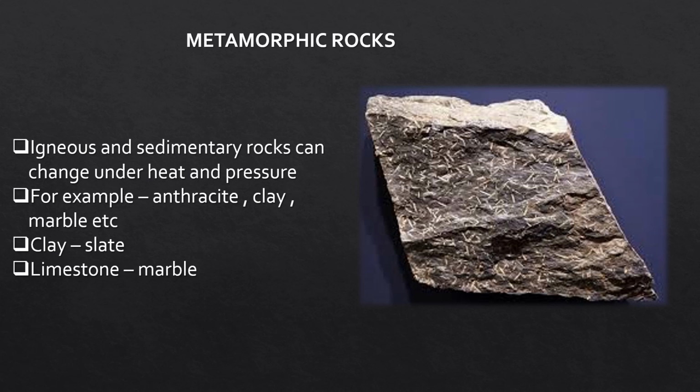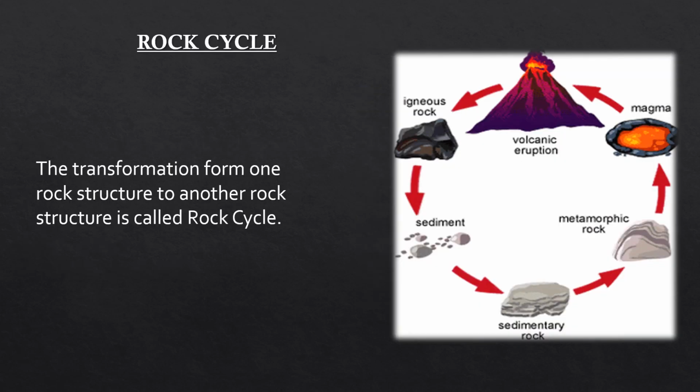Now you all know that rocks are very useful to us. The hard rocks are used for making roads, houses and buildings. Like the Red Fort is made up of red sandstone, and sandstone is a sedimentary rock. And the Taj Mahal is made up of marble. It is made up of white marble, which is a metamorphic rock. So all these rocks are combined together and make the rock cycle. It is a transformation from one rock structure to another rock structure.